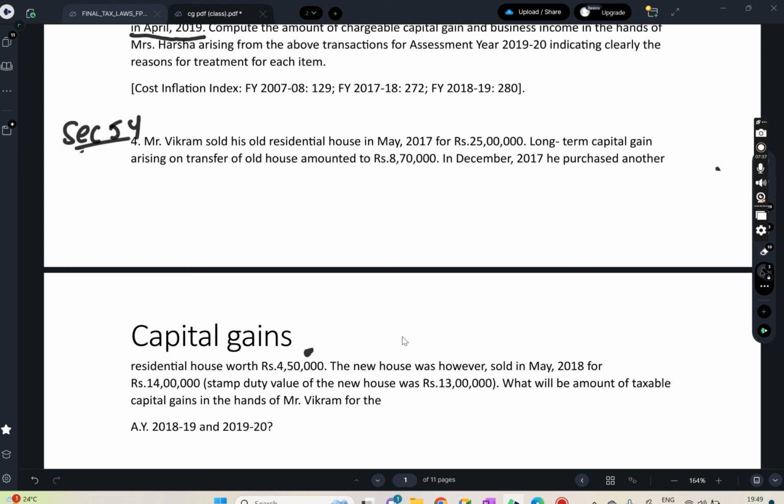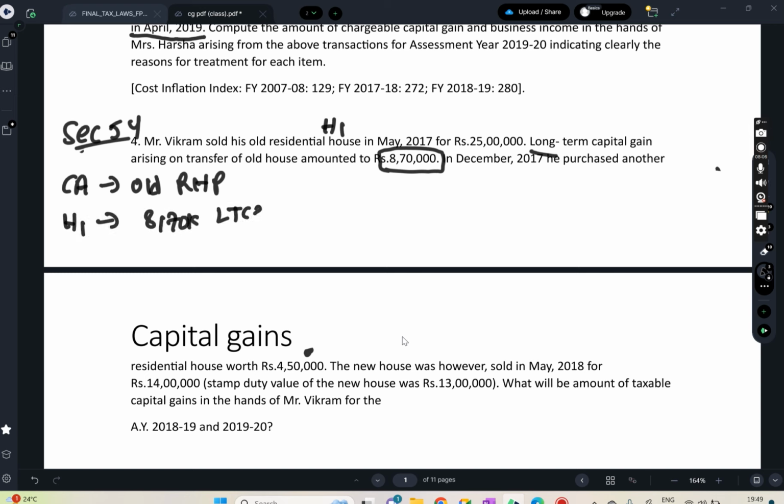Mr. Vikram sold his old residential house in May 2017. So here the capital asset, again our format, is the old residential house property. Normally we don't need to do the period of holding here because they did not give it, and besides they only calculated the long-term capital gains. By selling this, let's call it H1, we are getting 8,70,000 LTCG.